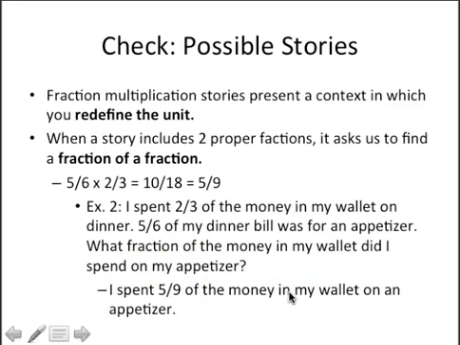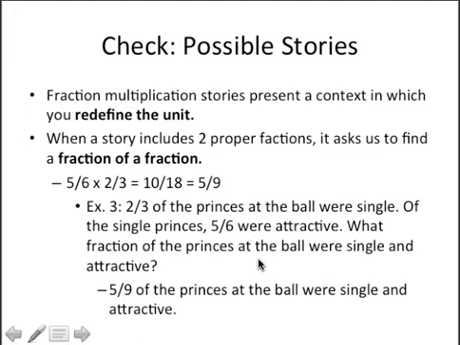Here's another possibility. I spent 2/3 of the money in my wallet on dinner. 5/6 of my dinner bill was for an appetizer. What fraction of the money in my wallet did I spend on my appetizer? And a third possibility: 2/3 of the princes at the ball were single. Of the single princes, 5/6 were attractive. What fraction of the princes at the ball were single and attractive?